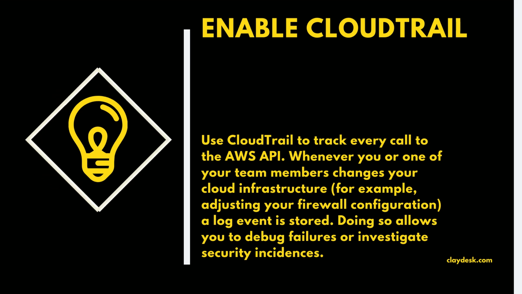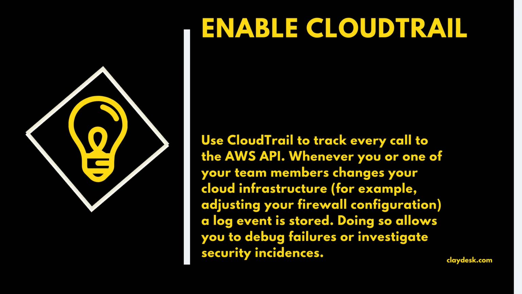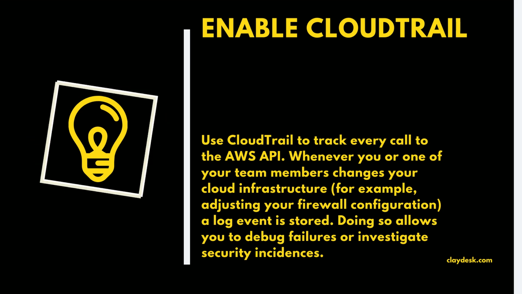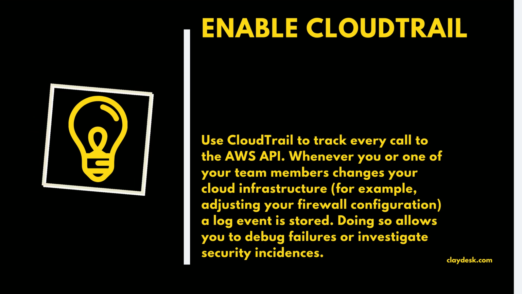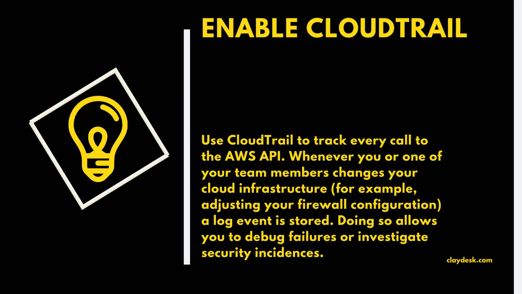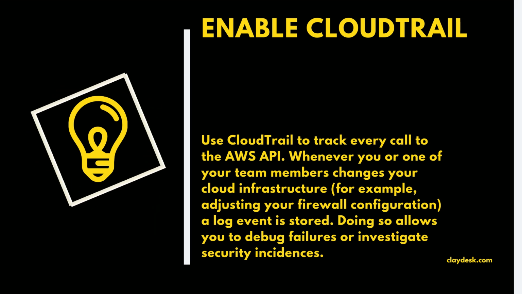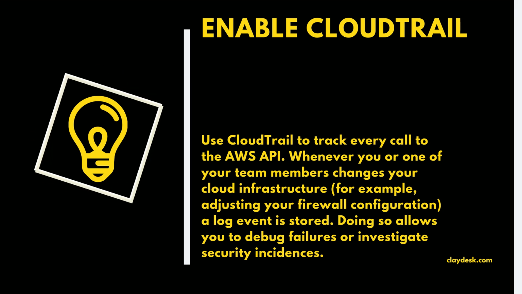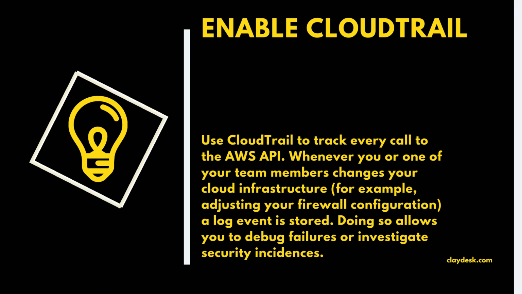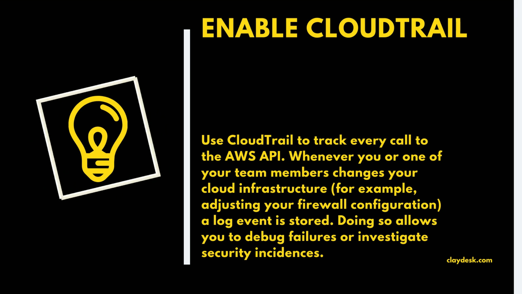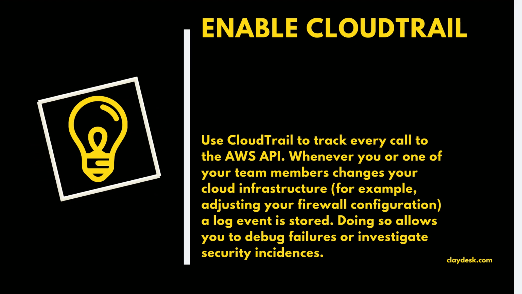So, whenever you or one of your team members change your cloud infrastructure, for example, say you're adjusting your firewall configuration, right? A log event is stored if you have CloudTrail enabled. And doing so allows you to debug failures or investigate security incidents. So enable CloudTrail now, and you'll have the option to go through the log files when needed later, right? It's pretty neat evidence if you enable CloudTrail.